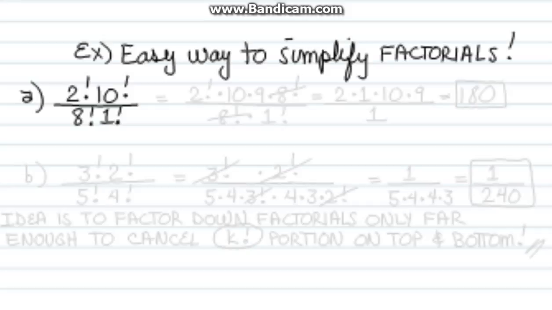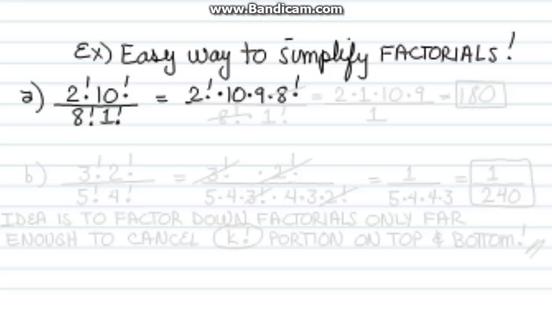Let's see, the top has the largest factorial factor. The largest one on the bottom would be 8 factorial. So instead of going all the way down, what I'm going to do is just keep 2 factorial. Then I'm going to multiply by 10 times 9 times 8 factorial. And I'm going to stop right there because that is the same as 10 factorial.